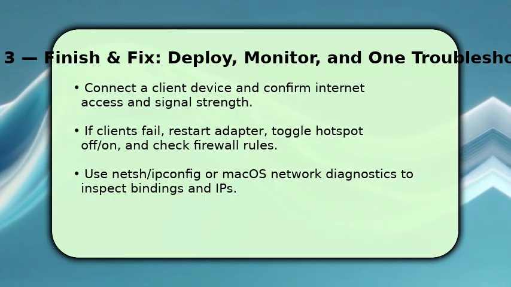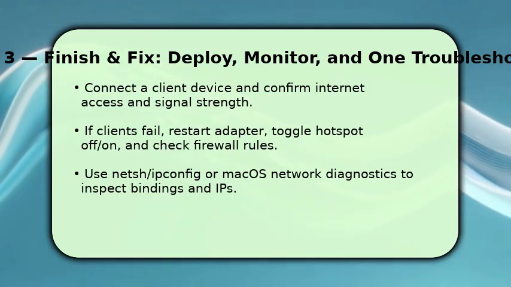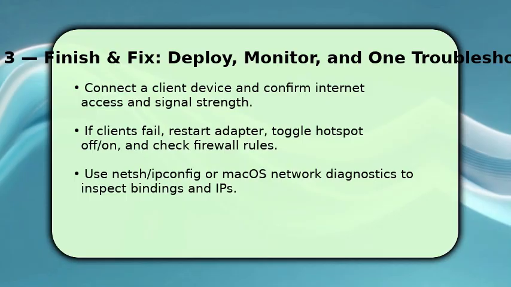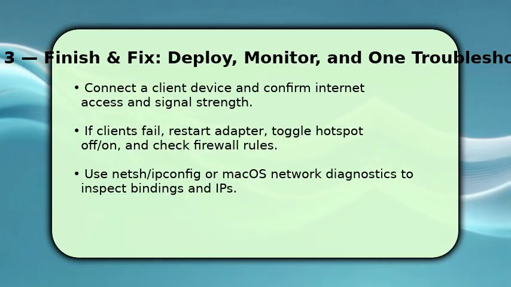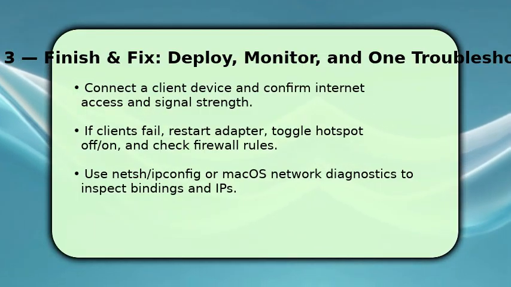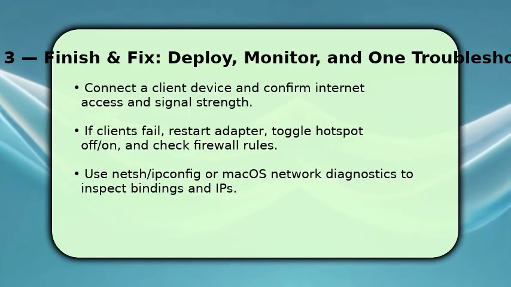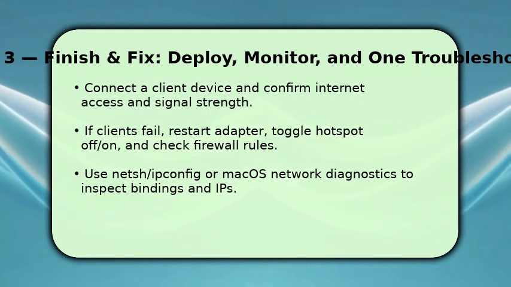If something goes wrong, first restart the Wi-Fi adapter and toggle the hotspot off and on because service conflicts clear often. Make sure firewall or antivirus is not blocking sharing. Check that the shared internet source remains active. For deeper inspection, run netsh or ipconfig on Windows or use macOS Network Diagnostics to confirm the hotspot's IP bindings and DHCP leases.